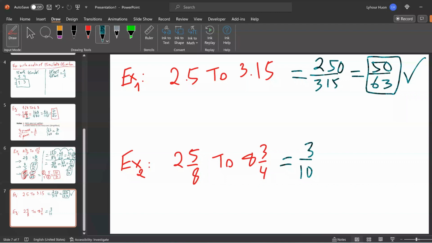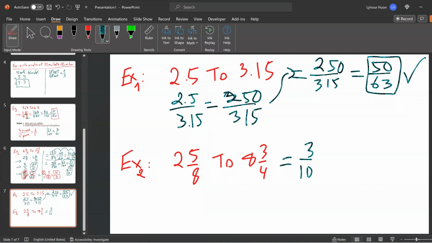Here we just get rid of the decimal, so 2.5 over 3.15 is equal to 250 over 315. We continue with this and simplify with 5, we get 50 over 63, and it cannot be simplified more. This is the correct answer. Okay. Alright. Now number 2.